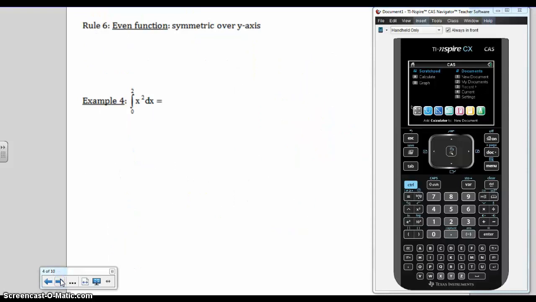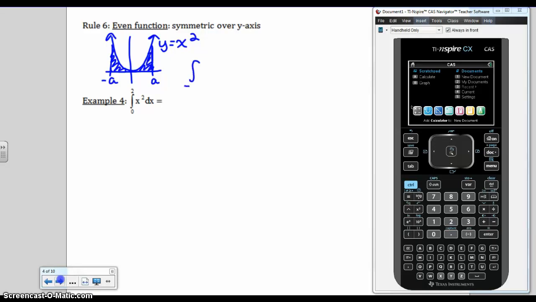Okay, so now let's talk about even functions. Even functions, if you remember, are functions that are symmetric over the y-axis. A real easy one to think about is y equals x squared. That's an even function. If you fold it over the y-axis, it would match up to itself. So for an even function, if you take the integral from positive a to negative a, where a is really the same number, just positive and negative, these two areas should be equal to each other.